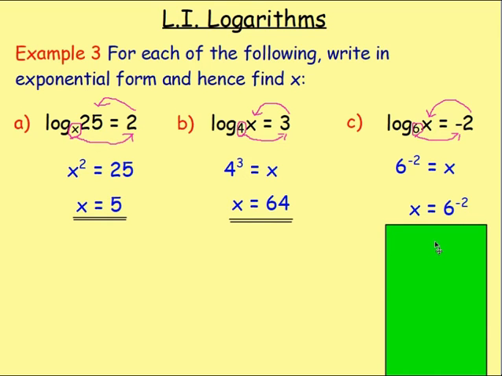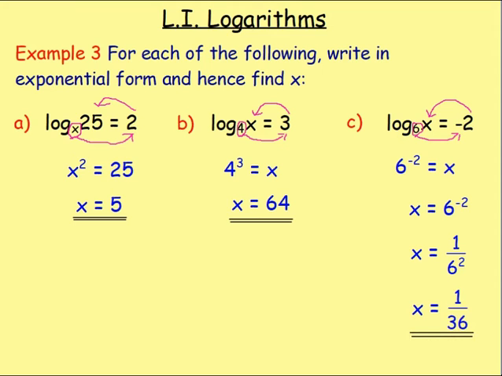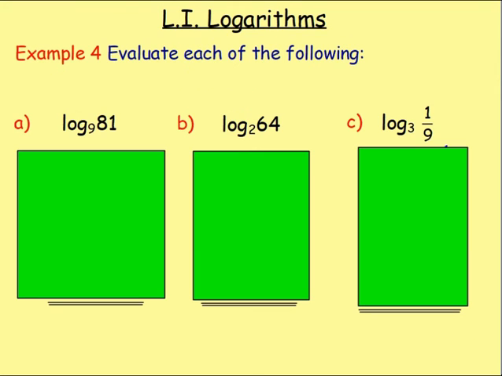How do you work out 6 to the power of negative 2? Good, you rewrite that with a positive index, so that will be 1 over 6 squared. And we know 6 squared is going to be 36, so we just get 1 over 36. And that will be our answer.